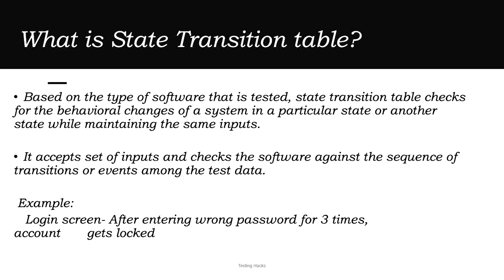And if you want to unlock that application, you might have to go to forgot password, or do some other thing, where again the status or the state of your application changes back to the active status. So this is what state transition table means.